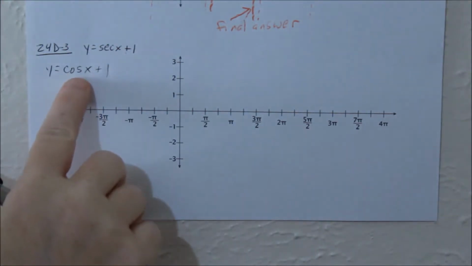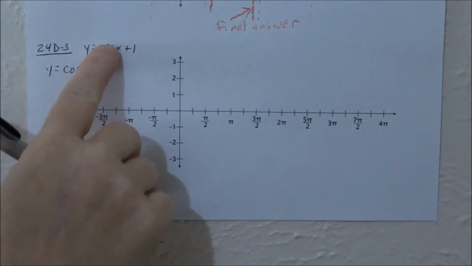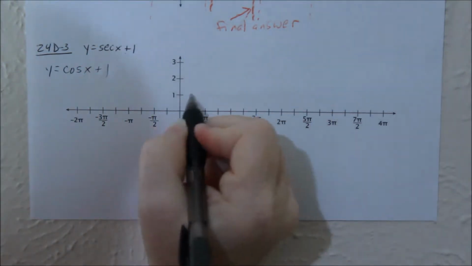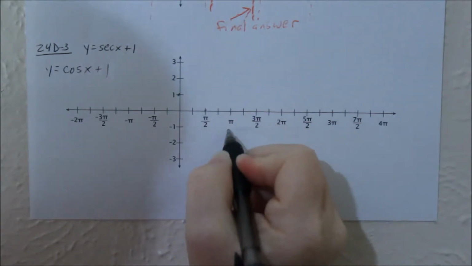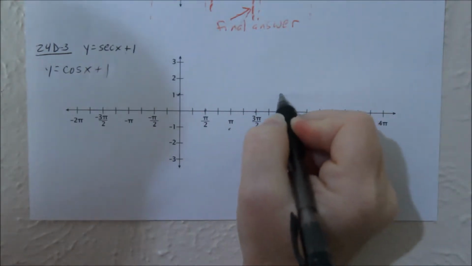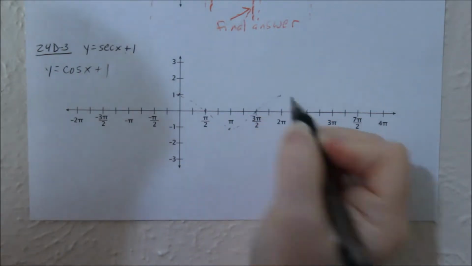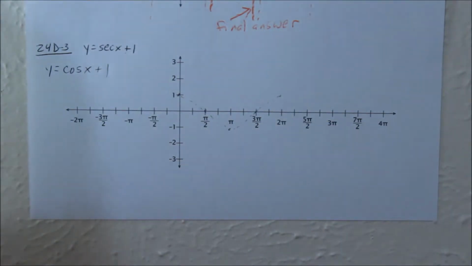Okay, so always start with basic cosine. I'm doing cosine because that's the reciprocal of secant. So always start with your basic cosine. Starts here, here, go down to here, here, here. You should have that ingrained in your brain already. So that dashed line is your basic cosine.